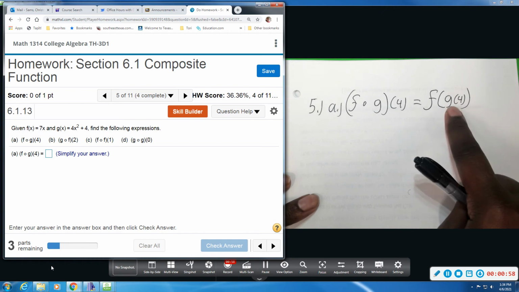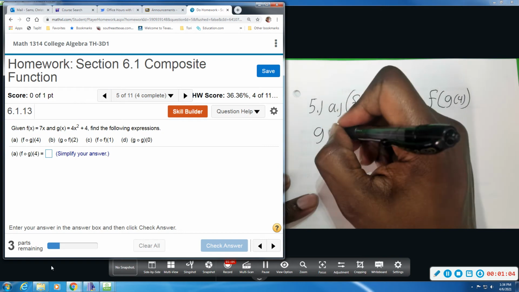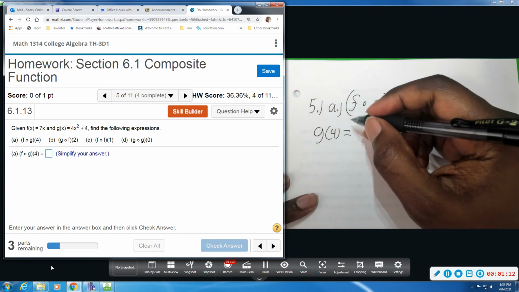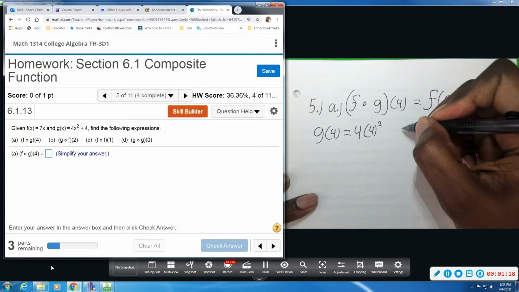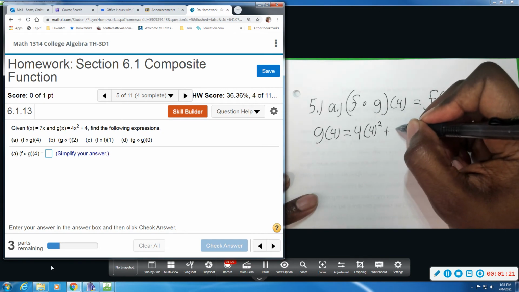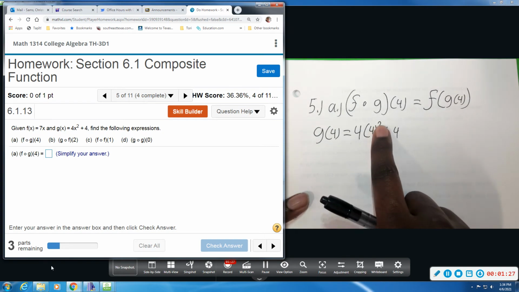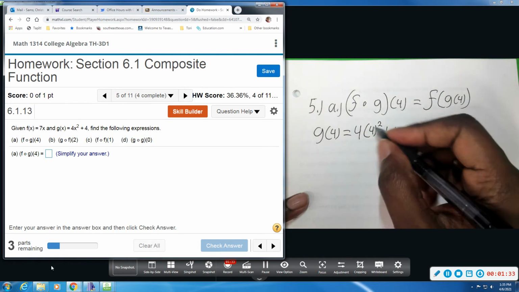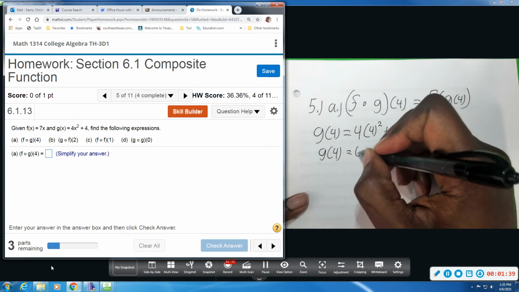So first we're going to find g of 4. What this notation means is we're going to replace x with 4 in the g equation. The g expression was 4 times x squared plus 4, so it's going to be 4 times 4 squared, and then plus 4. So all we did was replace the x with a 4. So 4 squared is 16, times 4 is 64, plus 4 is 68. So if you compute all this, we get that g of 4 equals 68.